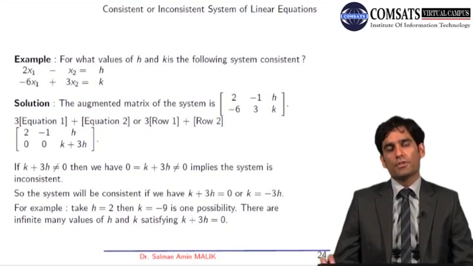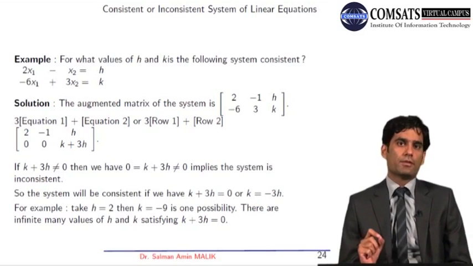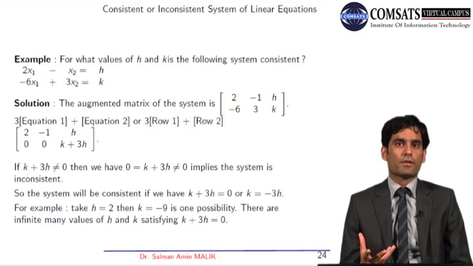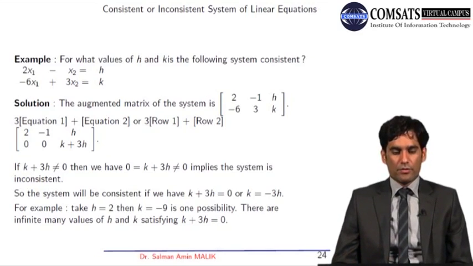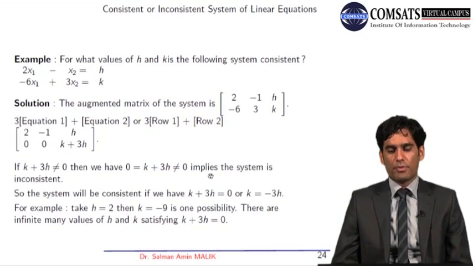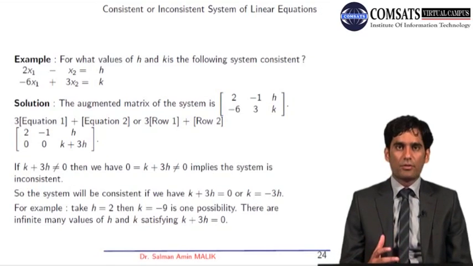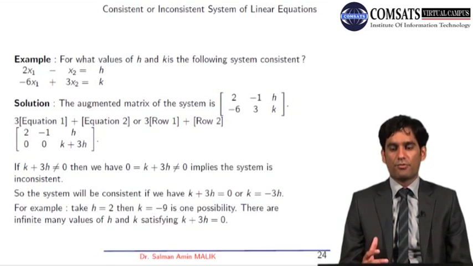So what was the conclusion in our previous example in which we had 0 equals 5 by 2? Of course it's false. So the system of linear equations is inconsistent. So if k plus 3h is not equal to 0, it implies the system is inconsistent. We have to find out the values of h and k for which the system is consistent.